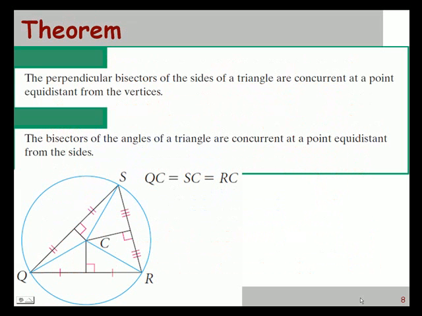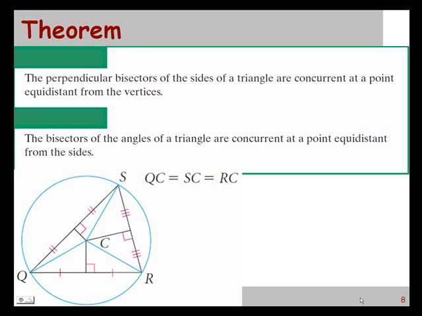So here we go. We've got a couple of theorems. The first one says the perpendicular bisectors of the sides of a triangle are concurrent at a point equidistant from the vertices. So looking at this diagram, which things are we talking about? The blue line segments or the black line segments? The perpendicular bisectors of the sides. Is that the black or the blue?